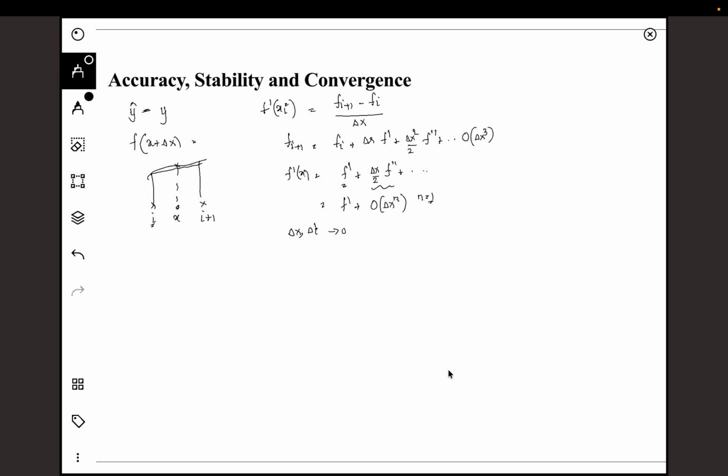As they tend to 0, the analytical solution should match the discretized solution, or the discrete solution should match the analytical solution. Then you call that particular scheme a consistent scheme. And then we have the concept of stability.